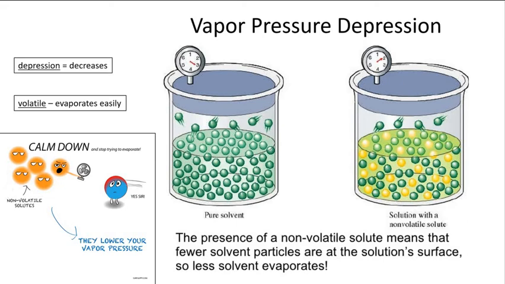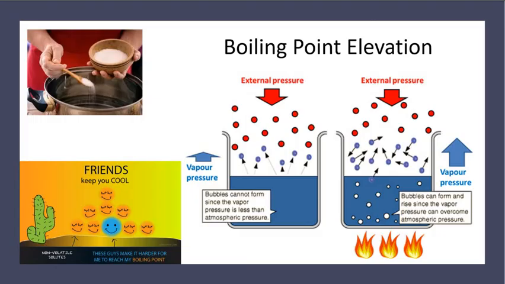Okay, next we are going to be talking about boiling point elevation. Elevation, of course, means going up. So the idea being that it's going to be harder to boil something if you put a solute in. Now, this is a direct relationship back to what we talked about with the vapor pressure. If you have a substance that you've added a solute to, it has a lower vapor pressure.